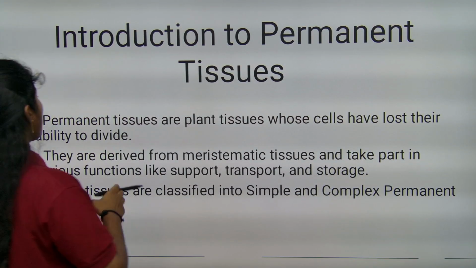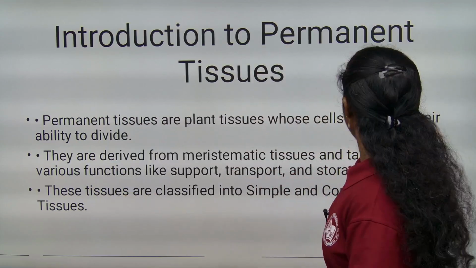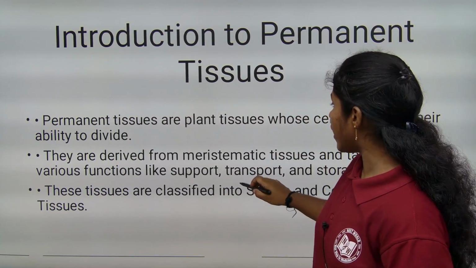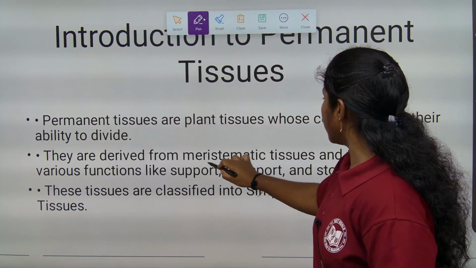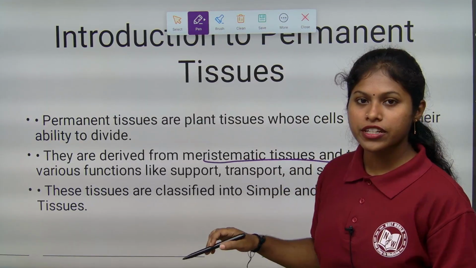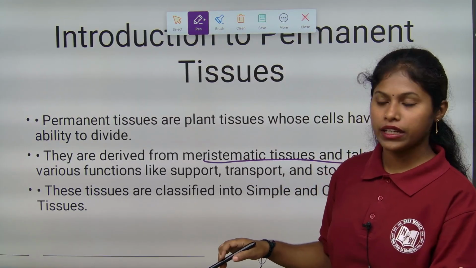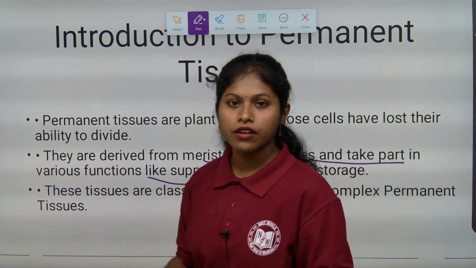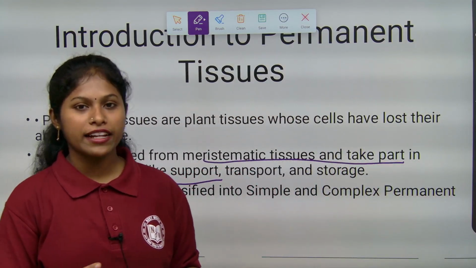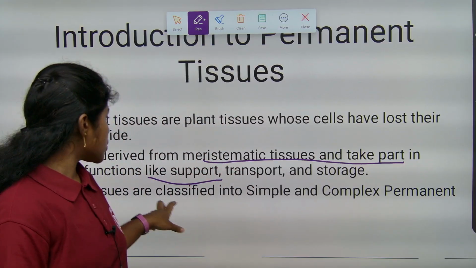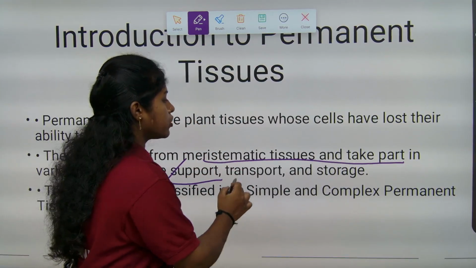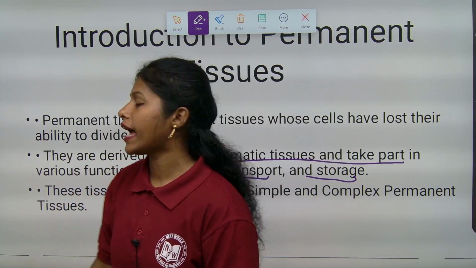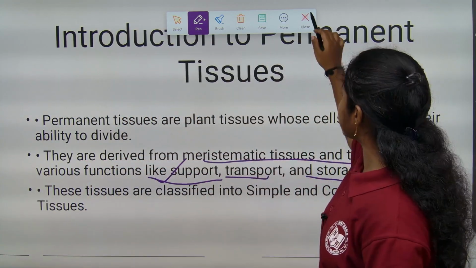Yes. So permanent tissues are the plant tissues which have lost their ability to divide. They originate, children, from the meristematic tissue only. So what is the function of the permanent tissues? They are the two heroes behind the plant structure: support and transport. So they function in support, transport and storage. There are two types. What are they, children? Simple and complex.